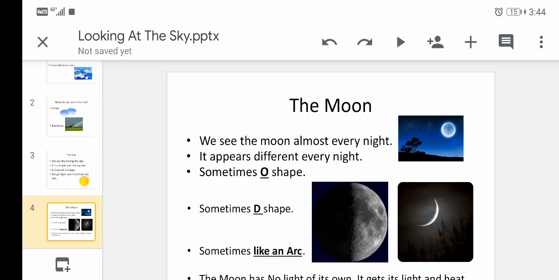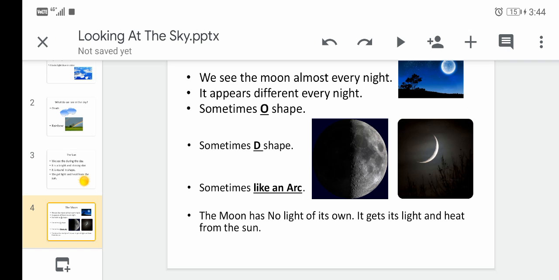The most important thing we need to learn about the moon is that the moon has no light of its own. It means that even if it gives light, it doesn't get its light by itself. It gets its light and heat from the sun.